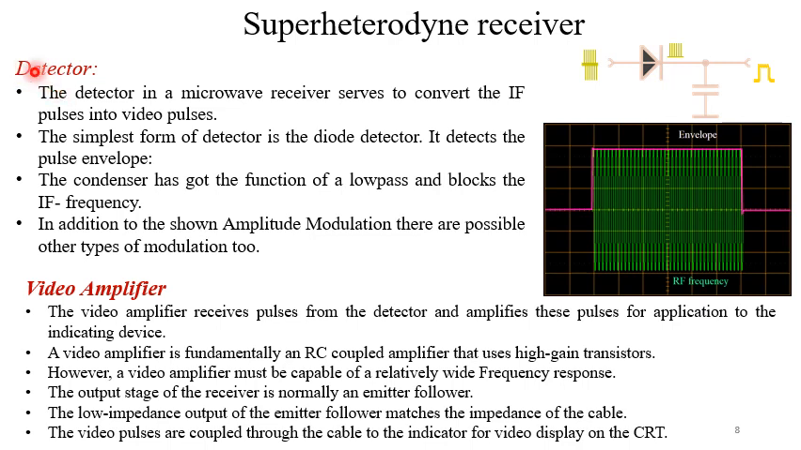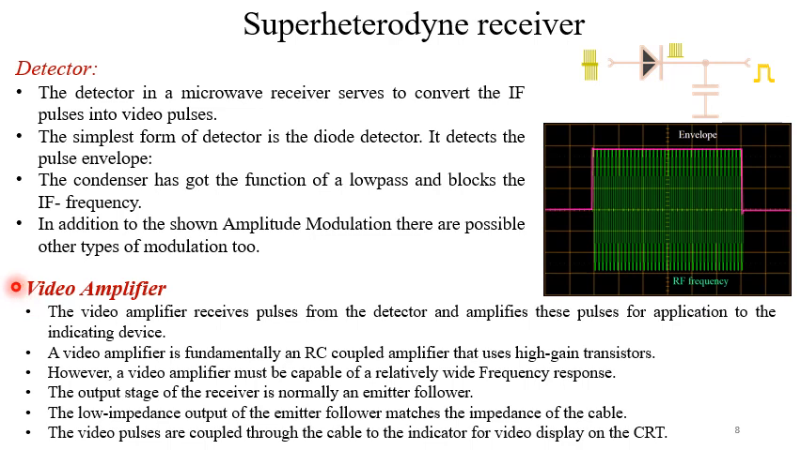The detector in a microwave receiver serves to convert the IF pulses into video pulses. The simplest form of detector is the diode detector. It detects the pulse envelope. The condenser has the function of a low pass and blocks the IF frequency. In addition to amplitude modulation, other types of modulation may be there. Different modulations may be there.